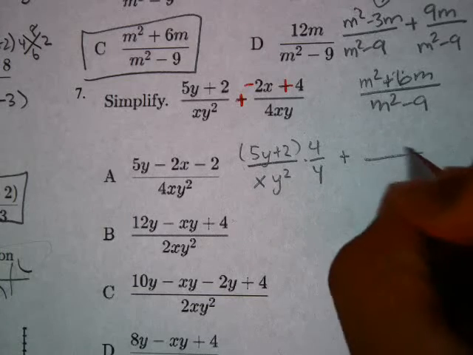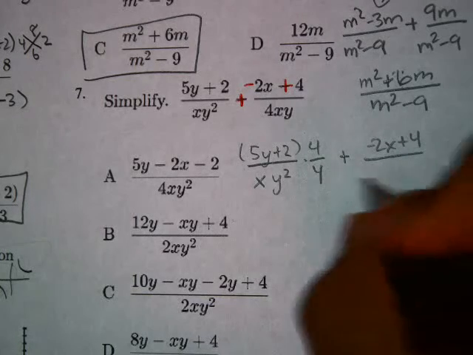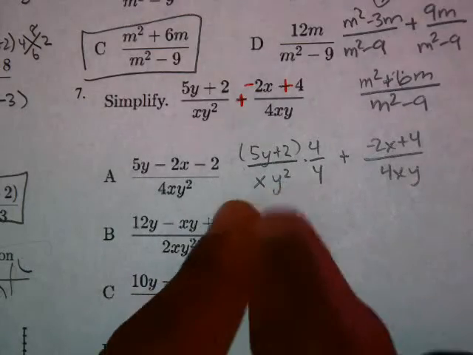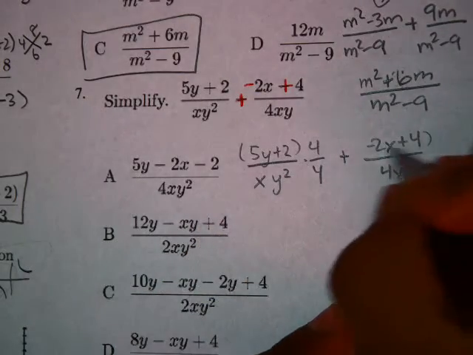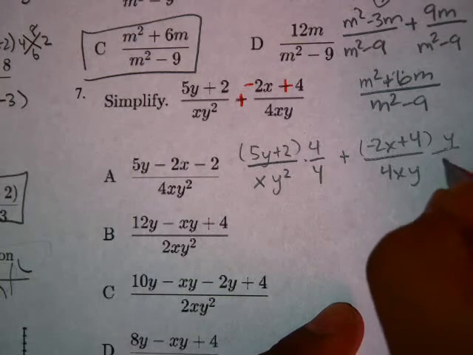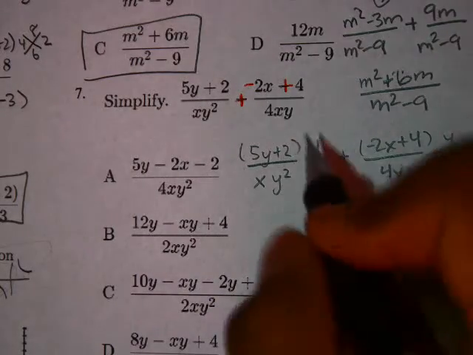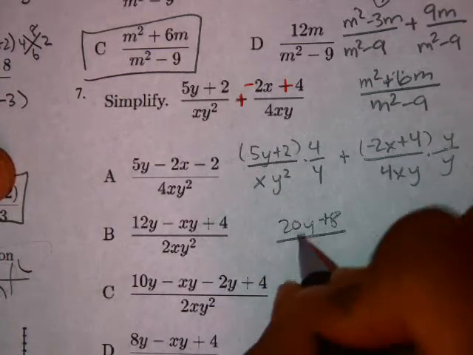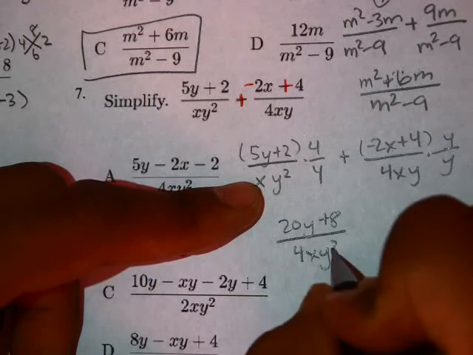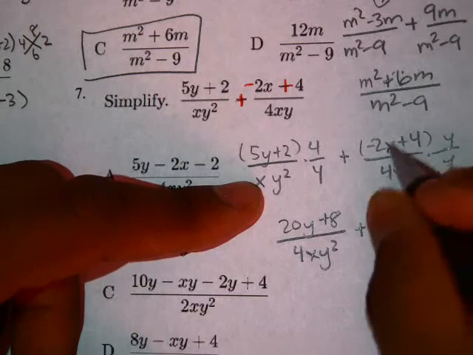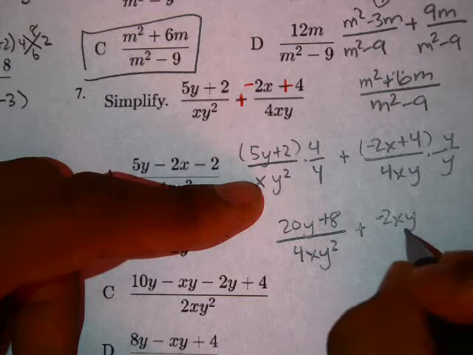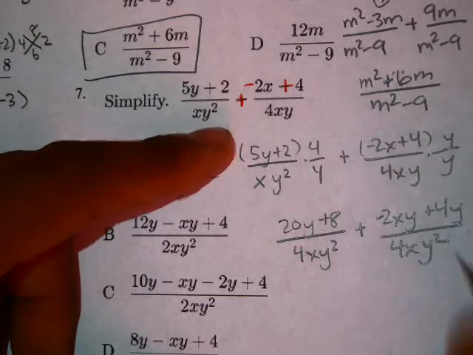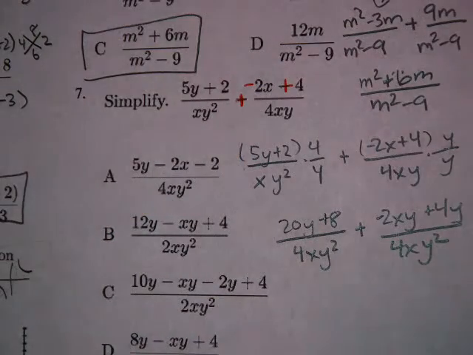The second fraction is missing another y. This has y squared in it. So the second fraction is missing another y. So distributing, this is 20y plus 8 over 4xy squared, plus distributing negative 2xy plus 4y all over 4xy squared. Notice how the denominators are the exact same now.